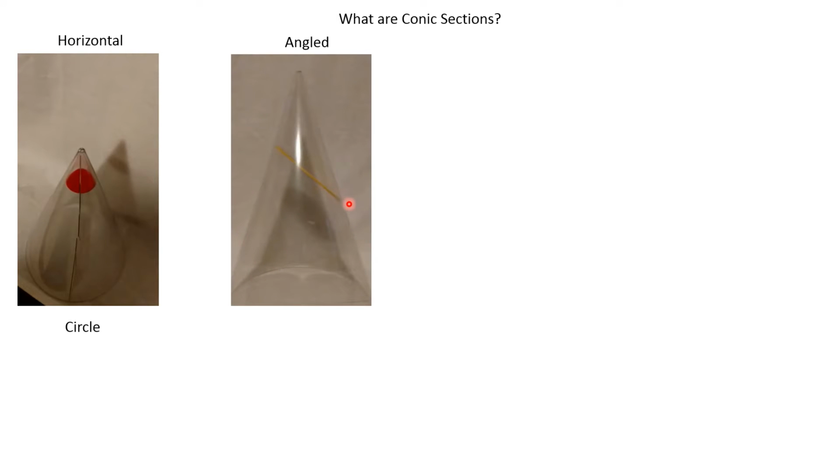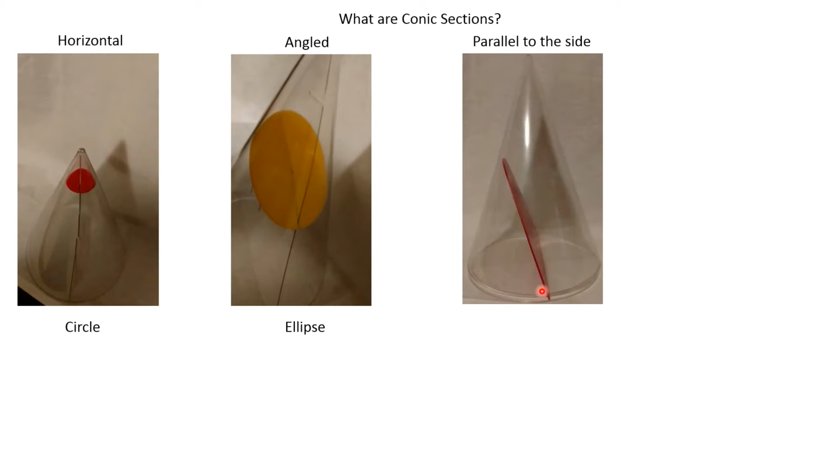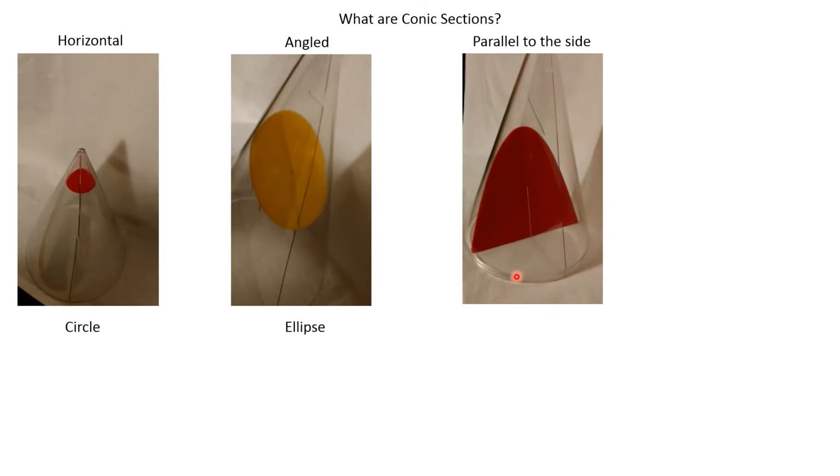The next cut we're going to make is one that's angled, like this yellow cut right here. If we look to see what shape that makes when we can see the plane, that gives us an ellipse. So here we have an ellipse when we make an angled cut. Now we're going to angle it even further so that it's actually parallel with a side. If we make this cut, which is parallel to this side, that's where we get a parabola.